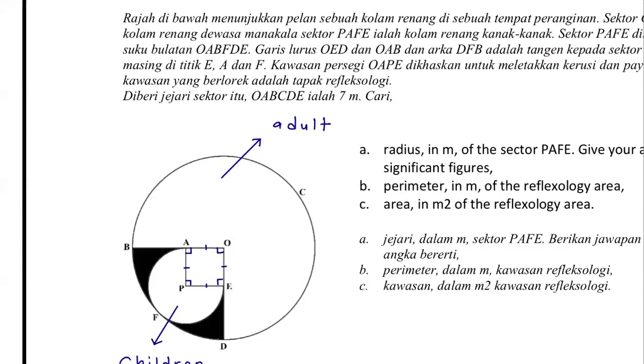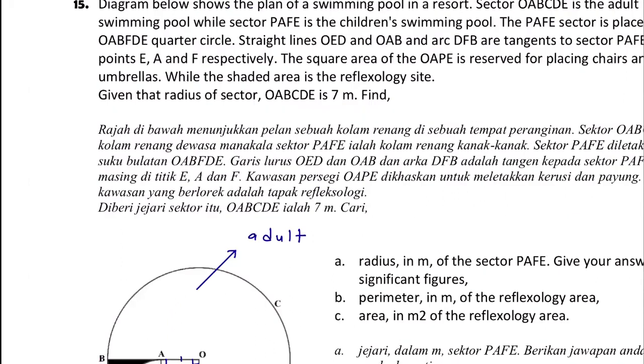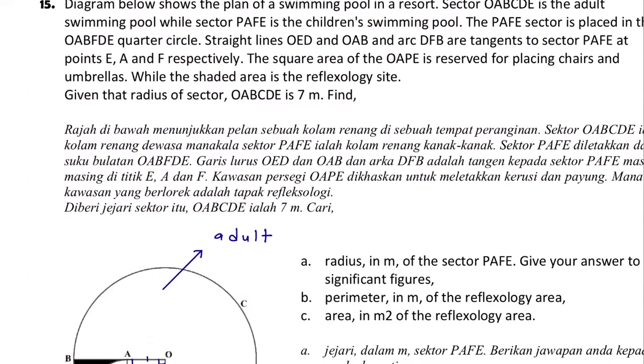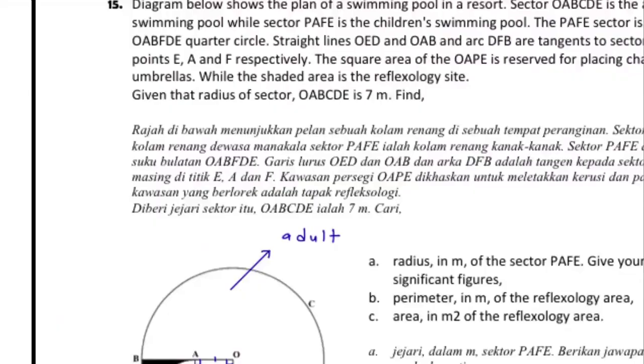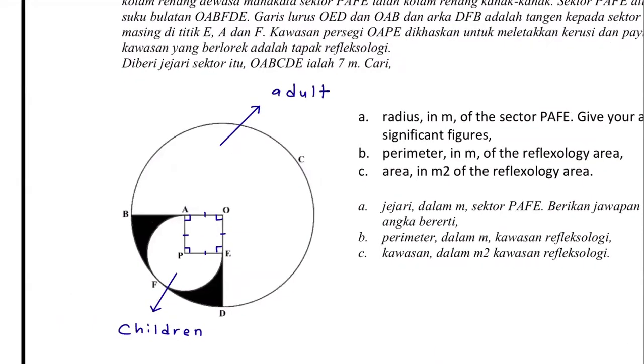So what else do they give you here? Dia dah guna perkataan square. Can you see now, right? The word square. So I think you understand, right? Okay, done. And after that, the square area is reserved for placing the chair. Tempat ni dia nak guna untuk nak letak kerusi dan payung. So they want to place a chair and umbrella over there. And the shaded region is a reflexology center.